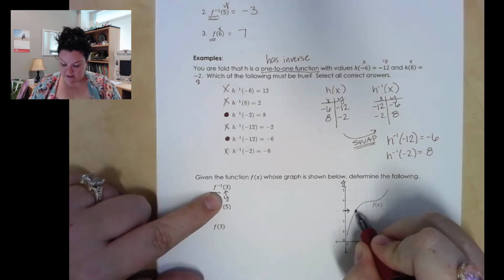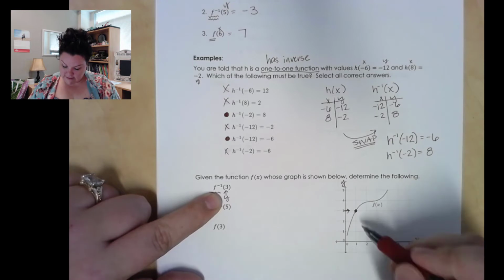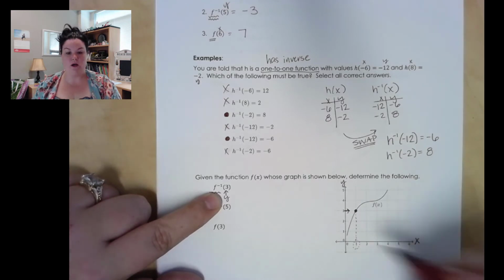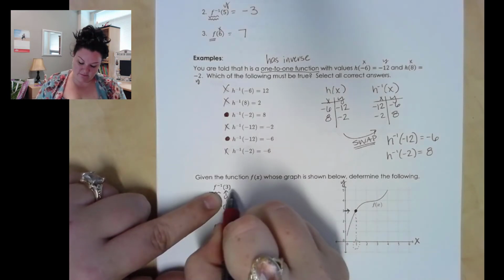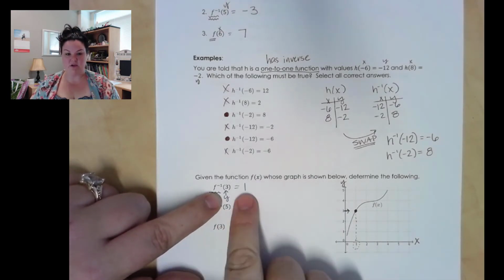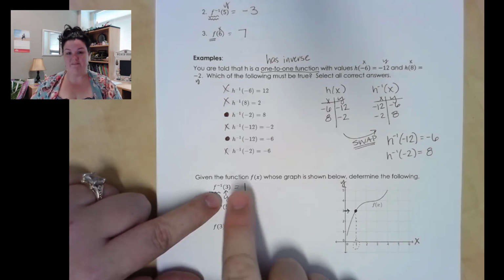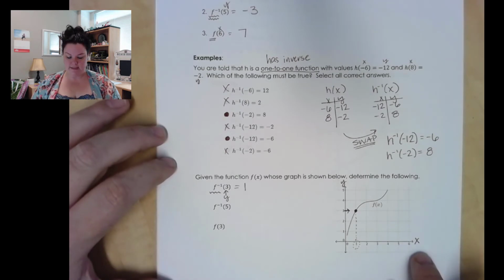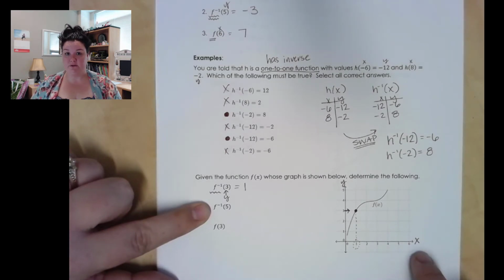So it hits my graph at this point, and you can see at that point that my x value is 1. So that means that f inverse of 3 equals 1, because this is the x value that corresponds to the y value that was given. Does that kind of make sense? Let's look at a couple more. The second one is also an f inverse.